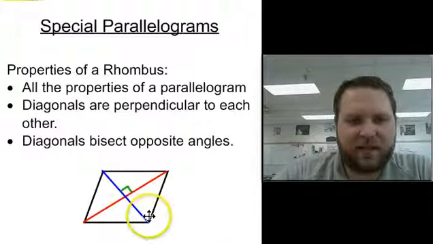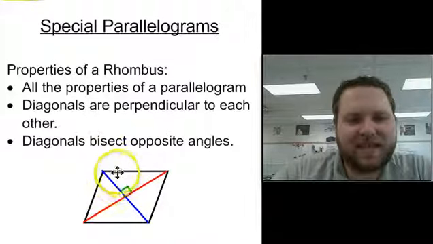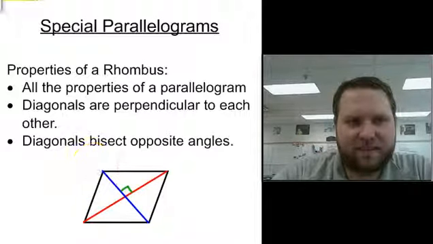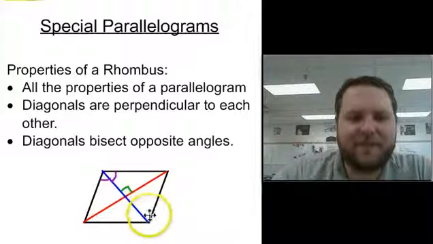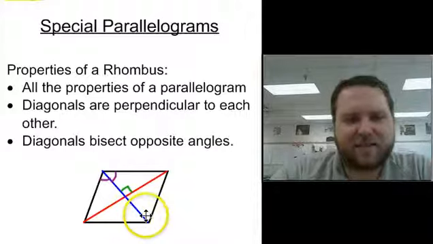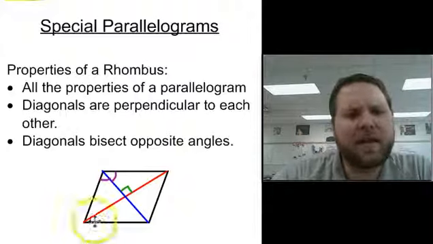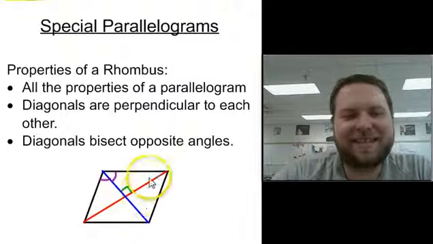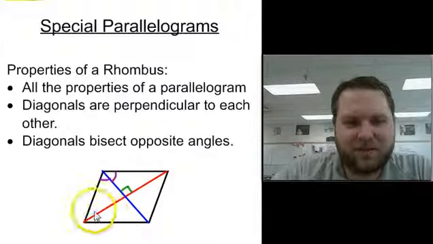So if I take this blue diagonal, and I look at, let's say, this angle up here, that blue diagonal is going to bisect that angle. So it cuts it into two equal parts. So this angle up here will be congruent to this angle up here, and that'll be the same down here. This angle will be congruent to that angle because it will bisect those angles. It's also true for this one. This diagonal is going to bisect this angle. So this angle is equal to that one, and so on and so forth.